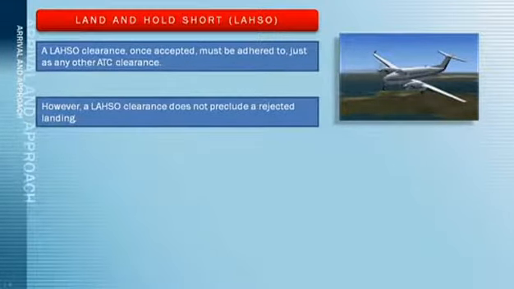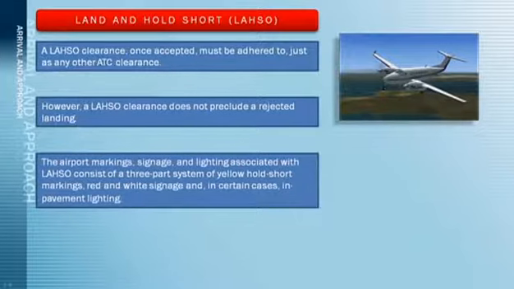Once you are on the ground, airport markings, signage, and lighting associated with LASSO consist of a 3-part system of yellow hold short markings, red and white signage, and in some cases, in-pavement lighting.